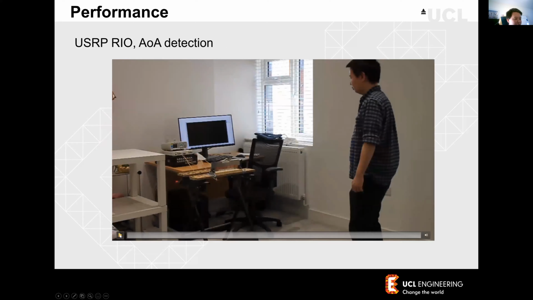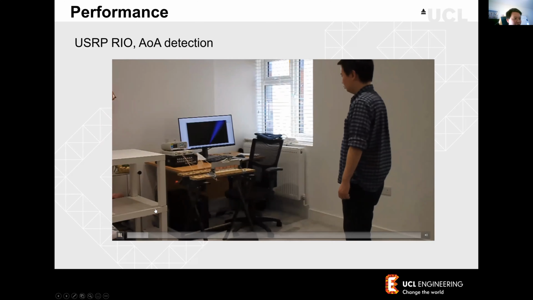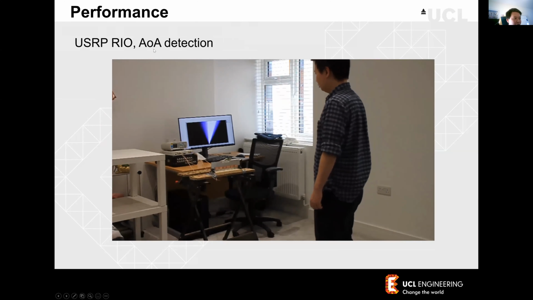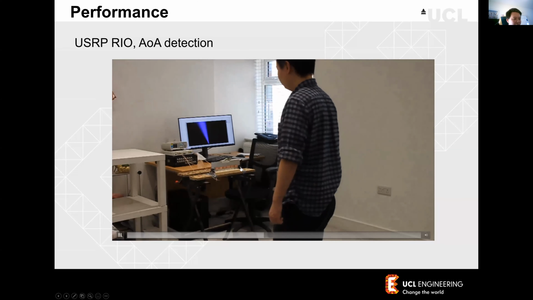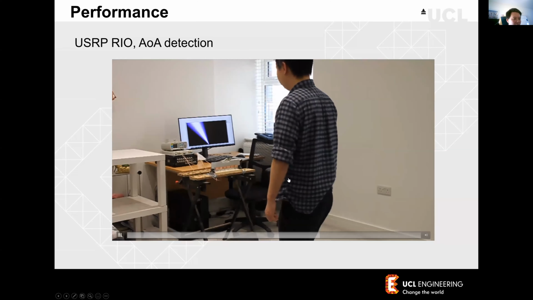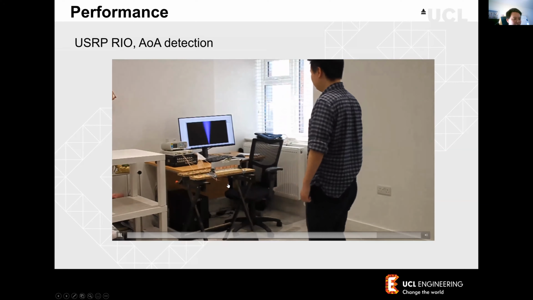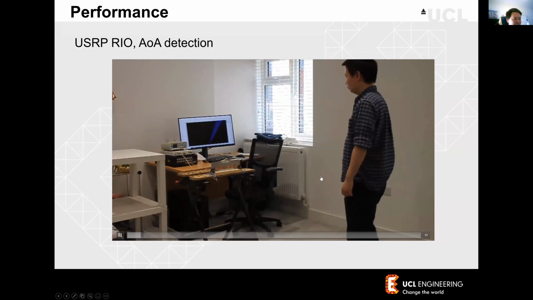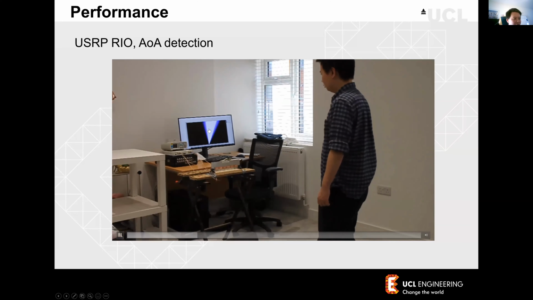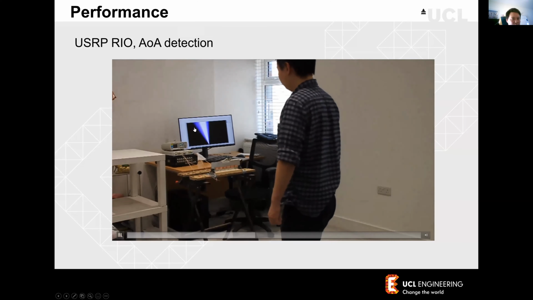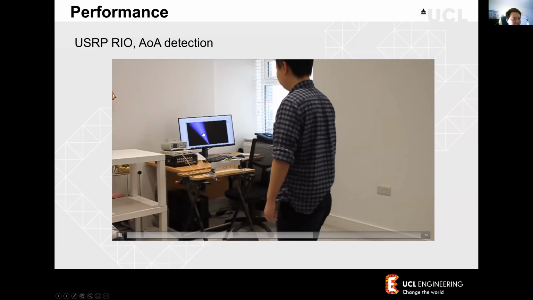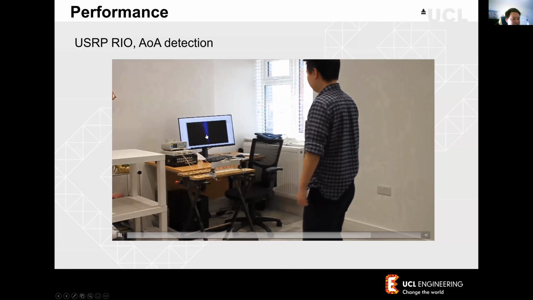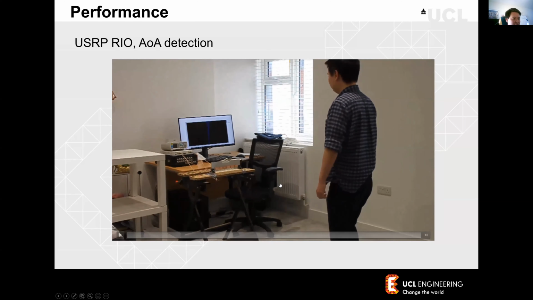And here is another demonstration of how AOA detection can be used with this setup. When I walk around this phased array antenna, I can be seen by the antenna as a strong beam, which is because of the signal reflected by my body. So it can be captured by the system using this Wi-Fi signal.